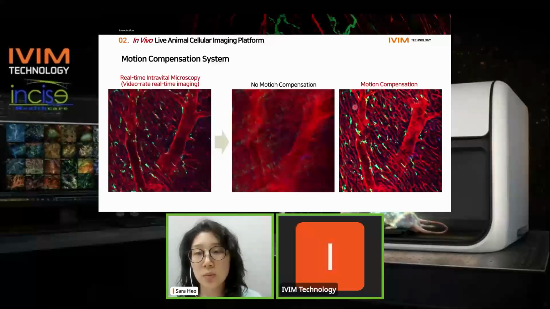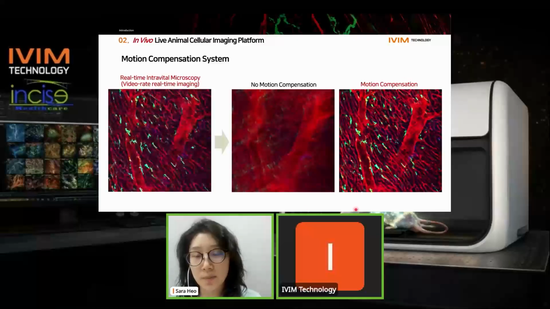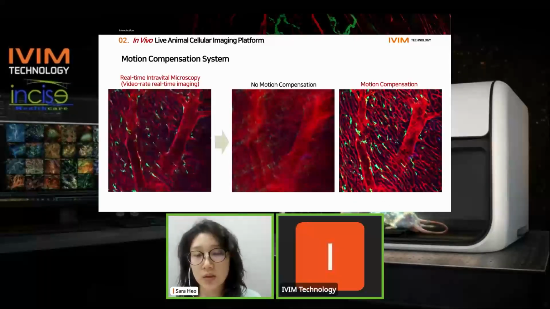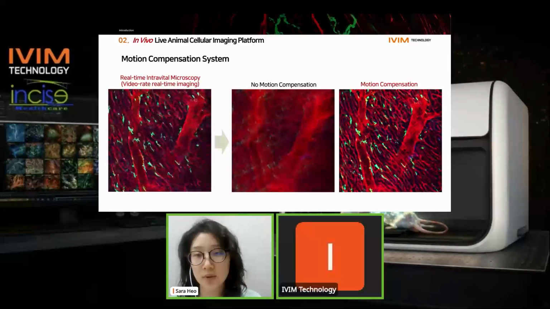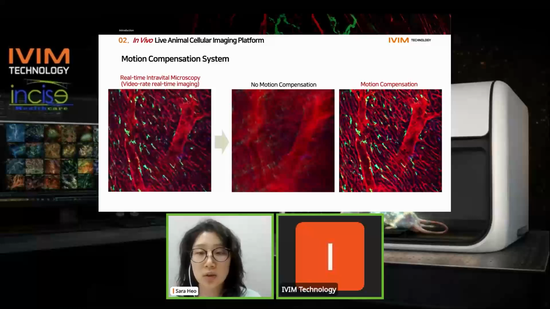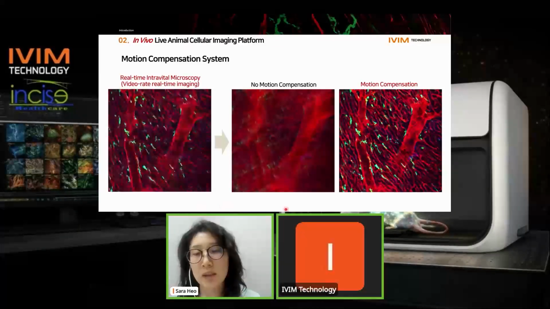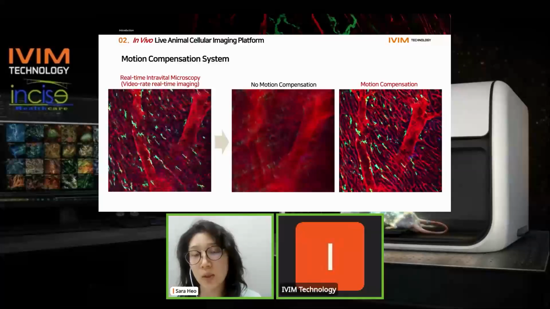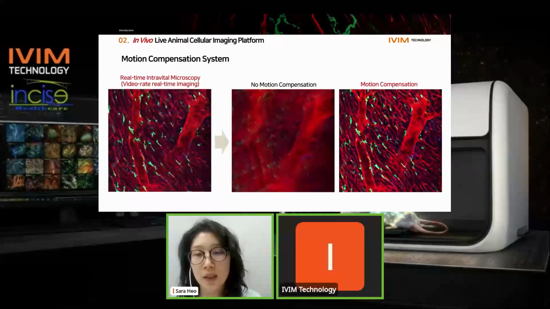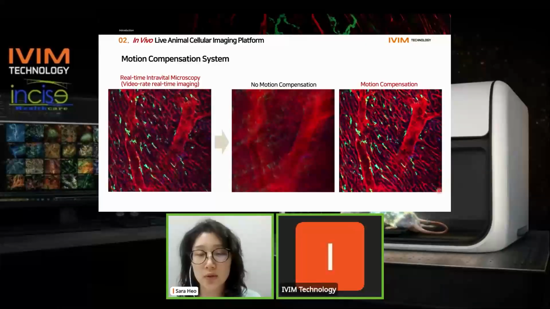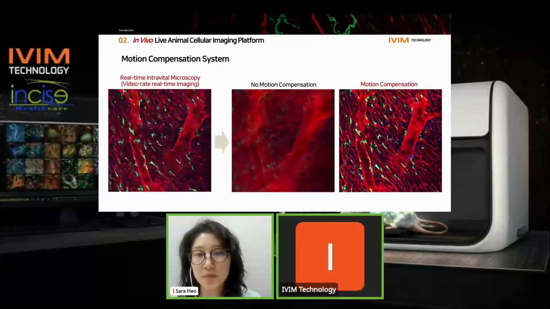However, if you look at the motion compensation applied image, the movements are corrected, the blood vessels are clear, and the cellular signals are captured. So this enables accurate observation of the organ. We have applied a motion compensation algorithm in our imaging engine that effectively corrects these movements and obtains high resolution and motion stabilized images.